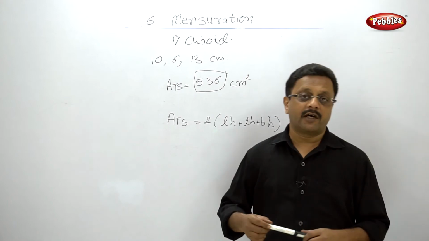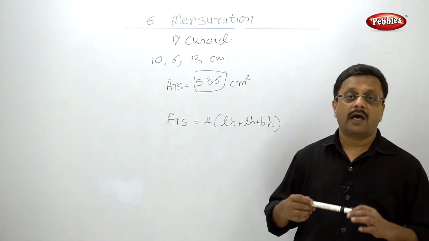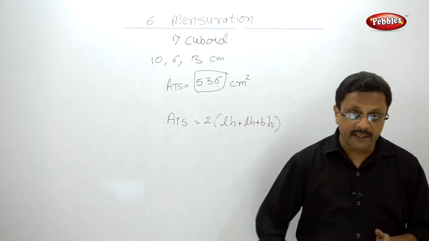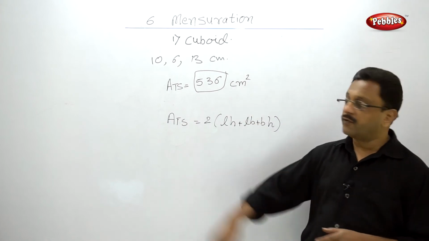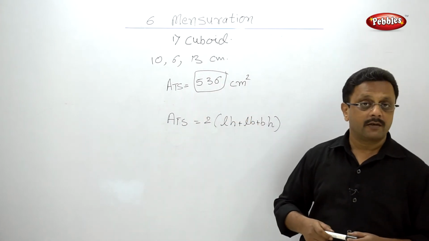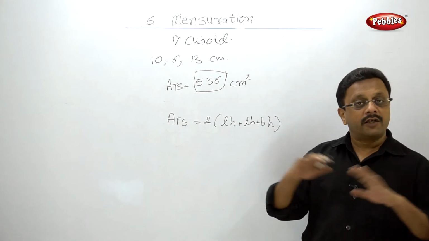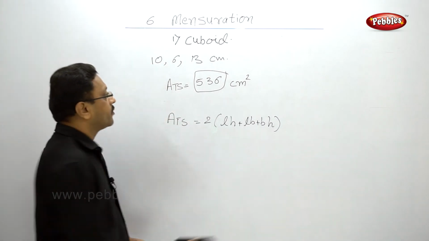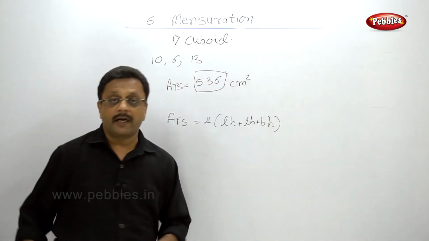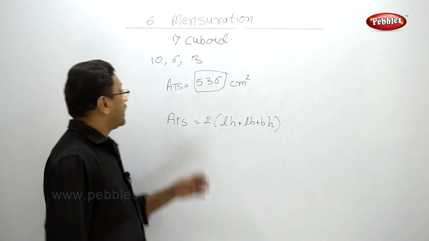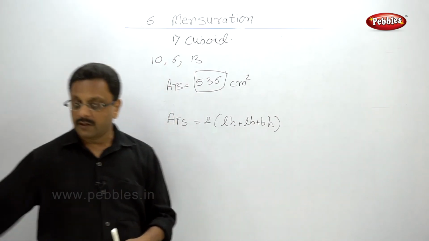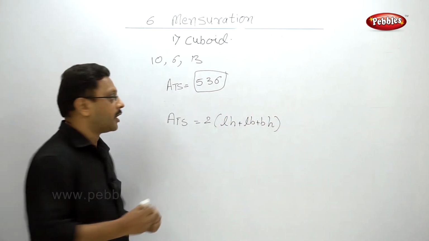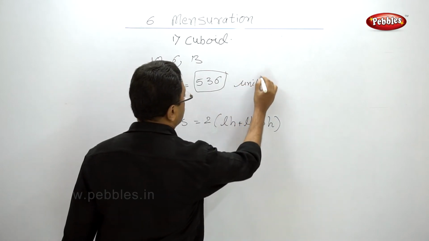The board examiner may cut you half a mark, but I may cut you a full mark. So don't forget to write the units if they are given. If they are given in meters, you should write meter square. If nothing is given, that means centimeter is not given and they have just stated that the sides are 10, 6 and 13, then you should not write centimeter square. Instead, you should write unit square.